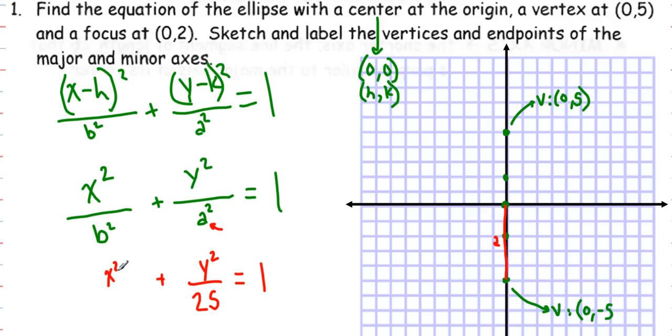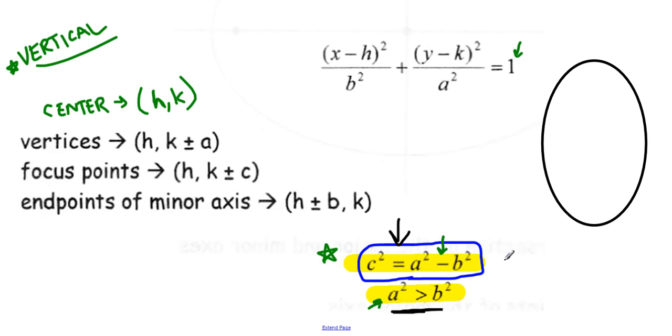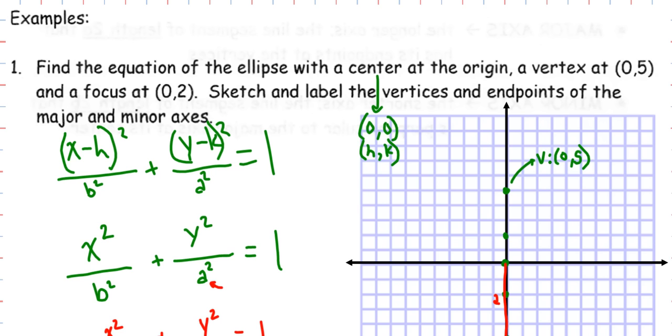So now we just need to find that b squared value. In order to find that b squared value, we're going to need to use our formula that we just talked about that was important. This c squared equals a squared minus b squared. So let's set that up.